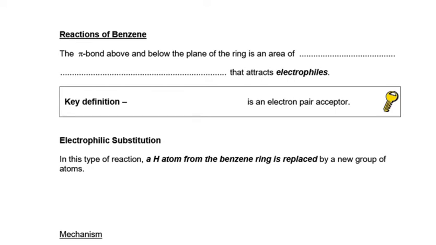So in this short video, we're going to look at the sort of reaction benzene does. Remembering that the pi bond above and below the plane of the ring is an area of high electron density. Interestingly, it's not as high as in a double bond because it's delocalized, but it's higher than in a single bond because it is a pi bond. So there's more electron density than a regular single bond, but less than a normal double bond. But it is high, and therefore it is going to attract electrophiles.